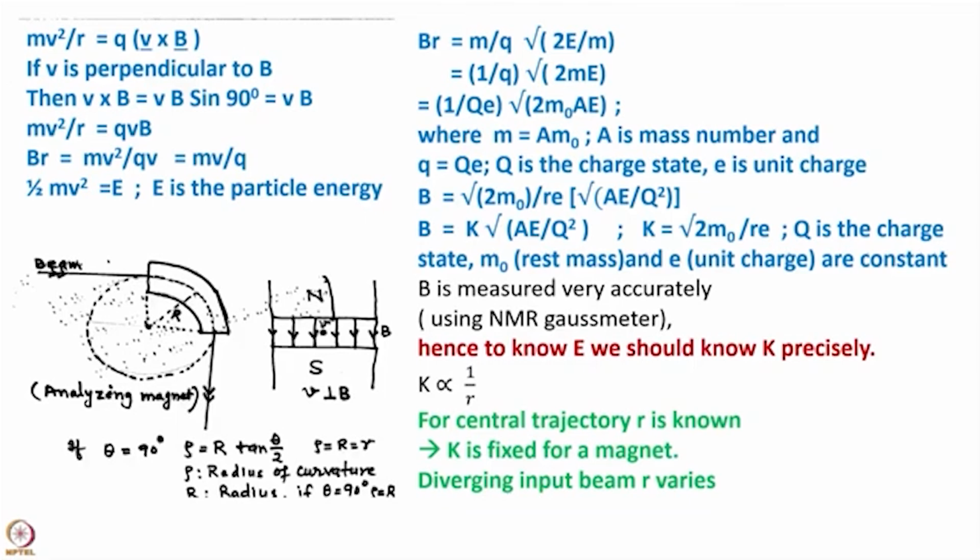But for the central trajectory, R is known because that is how you have designed the magnet. Once you know R, then K is fixed. So K is fixed for a particular radius of curvature. With a diverging or converging input, the R can vary. So this is how the basic thing is.